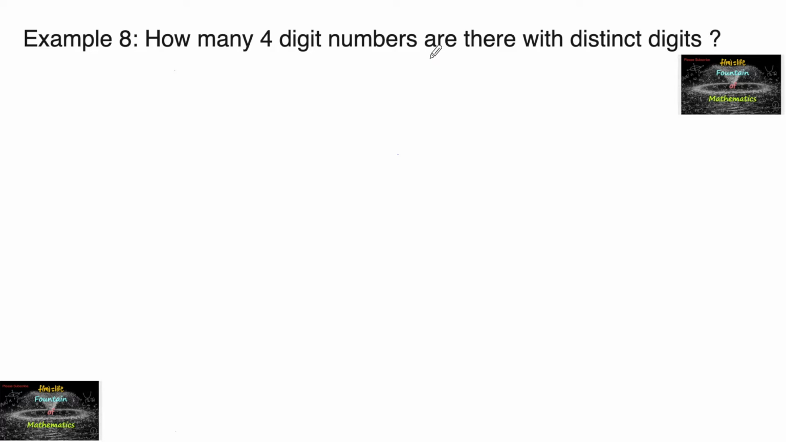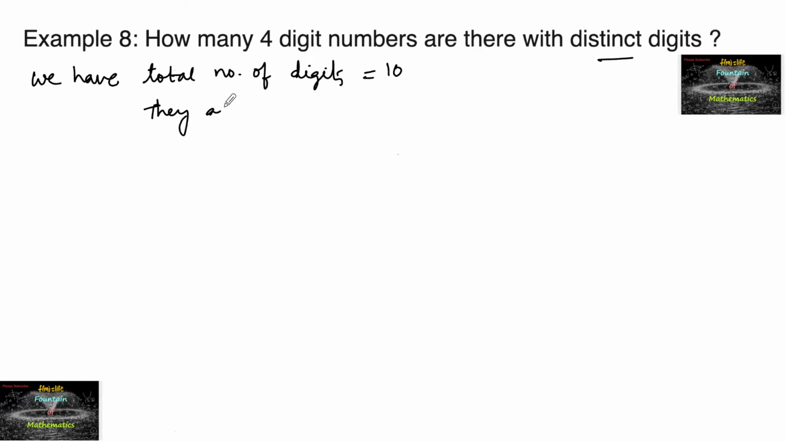How many 4-digit numbers are there with distinct digits? So we have the total number of digits, which is equal to 10. They are 0, 1, 2, 3, 4, 5, 6, 7, 8 and 9. So a total of 10 digits are there. We require how many 4-digit numbers are there?